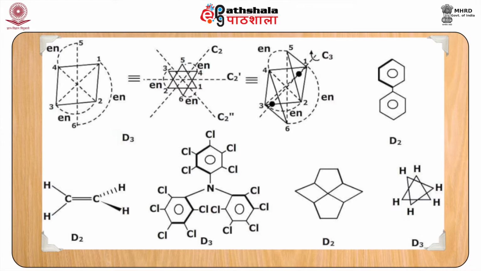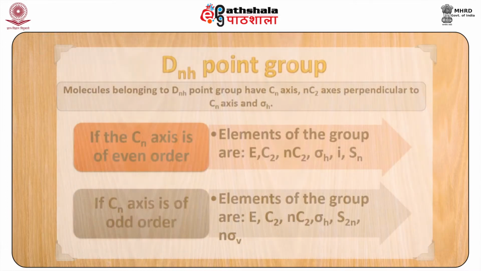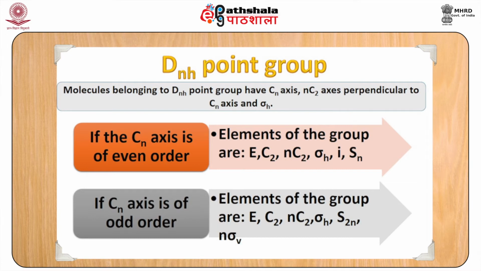Now, what happens if besides the CN axis and NC2 axes we have some other symmetry elements? Let us take the DNH point group. Molecules belonging to the DNH point group must have a CN axis, NC2 axes perpendicular to the CN axis, and sigma H. These symmetry elements generate all symmetry operations which belong to the DNH group. The presence of these symmetry elements automatically requires the existence of n sigma V in the molecule.